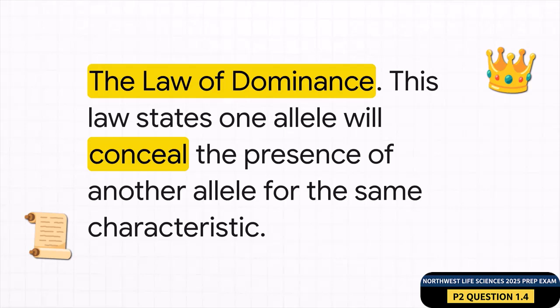And that observation is a perfect example of the law of dominance. This law basically says that when an organism has 2 different alleles for a trait, which we call being heterozygous, one of those alleles is going to hide the presence of the other one. So in our examples, violet conceals yellow and smooth conceals wrinkled. That is the law of dominance, right here in action.